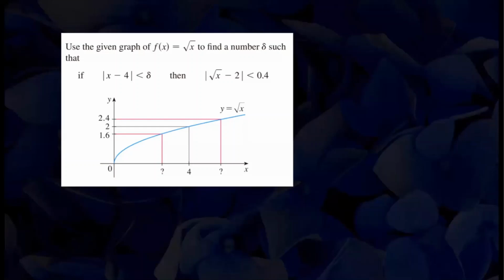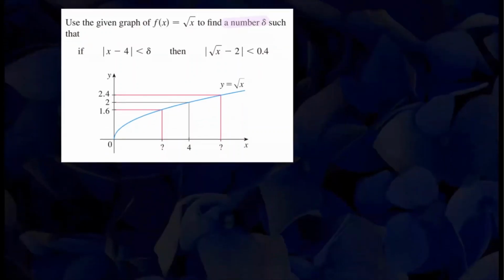Welcome everyone. Here we have another very interesting example. So we want to use this graph, which is a graph of f of x, to find a number delta such that if the absolute value of x minus 4 is less than delta, then the absolute value of the square root of x minus 2 is less than 0.4. So this is kind of like your epsilon values. We're given epsilon and we want to figure out what our delta should be so that these two inequalities hold.